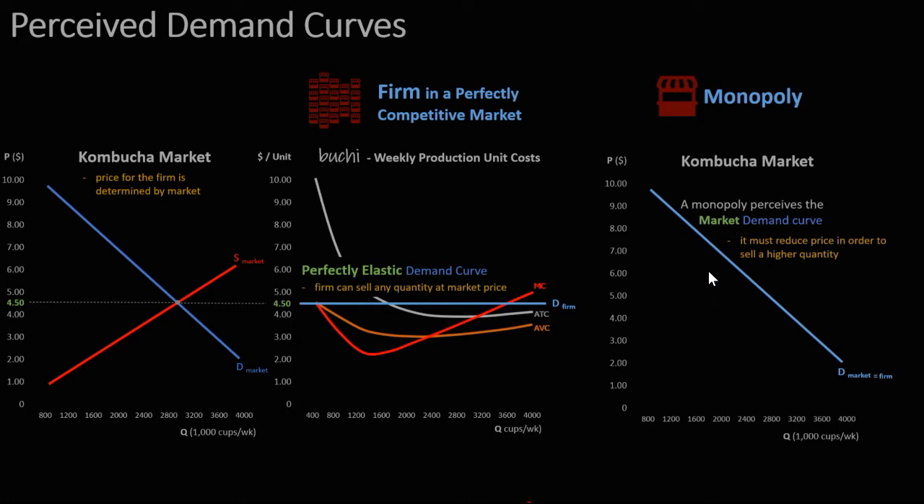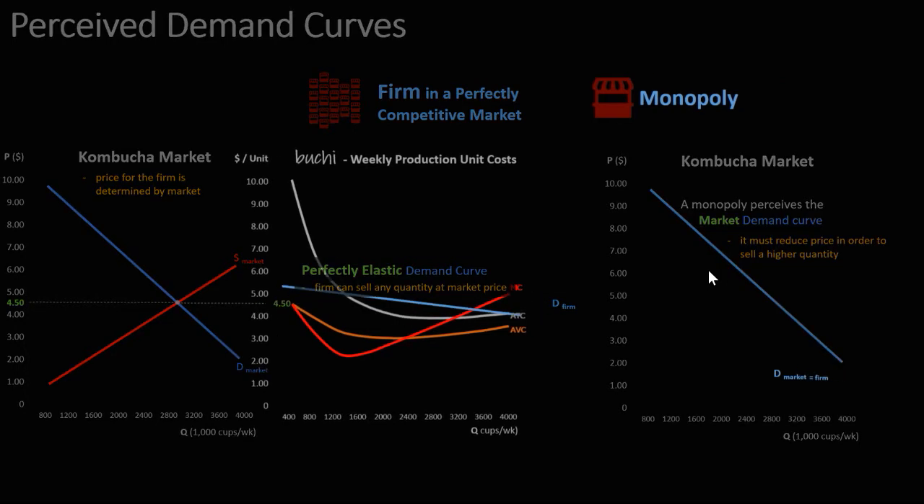So if it wants to sell another unit, it has to decrease price. Now, marginal revenue no longer equals price. Let's take a closer look at this. So we've got our cost curve, same as a perfectly competitive firm, only this time the demand curve is downward sloping because we're perceiving the market demand curve when we're a monopoly.